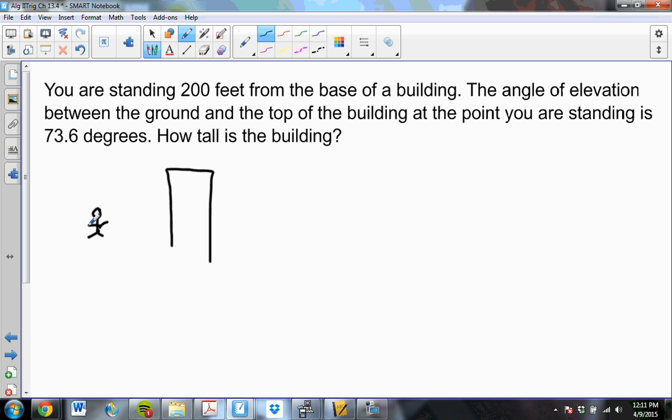The angle of elevation between the ground and the top of the building from where you're standing is 73.6 degrees. Angle of elevation means this angle here. This is 73.6 degrees.